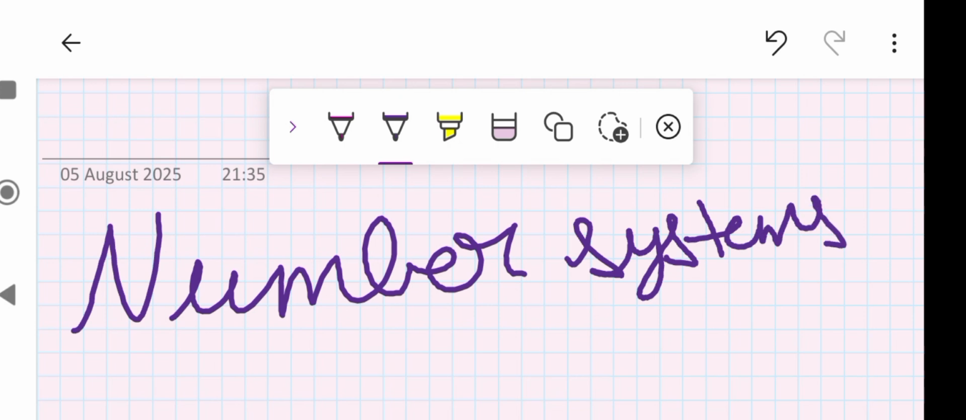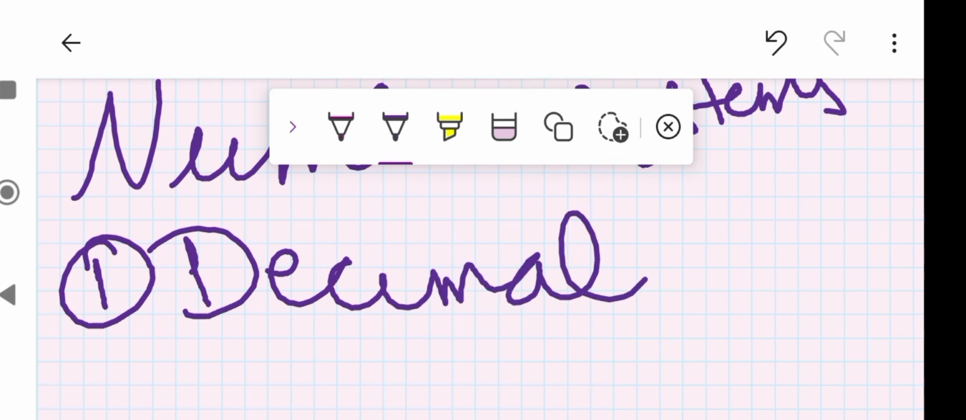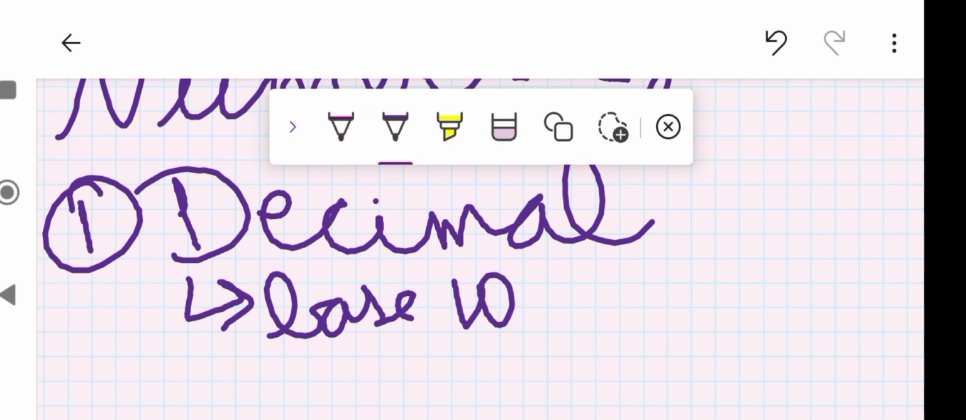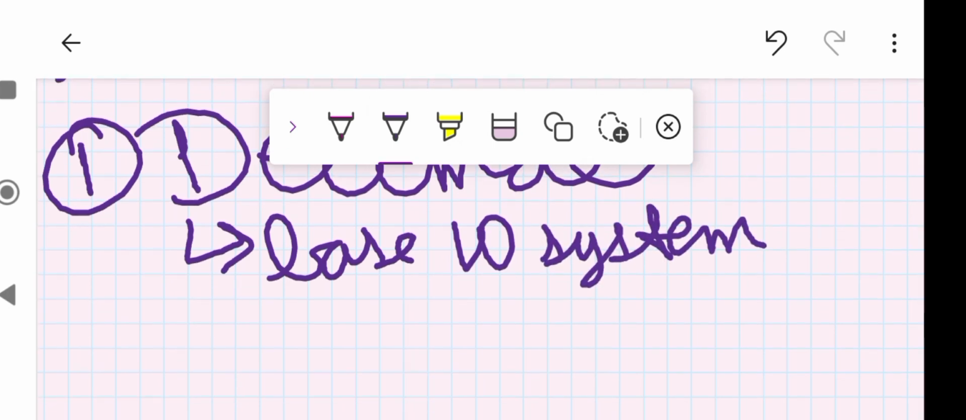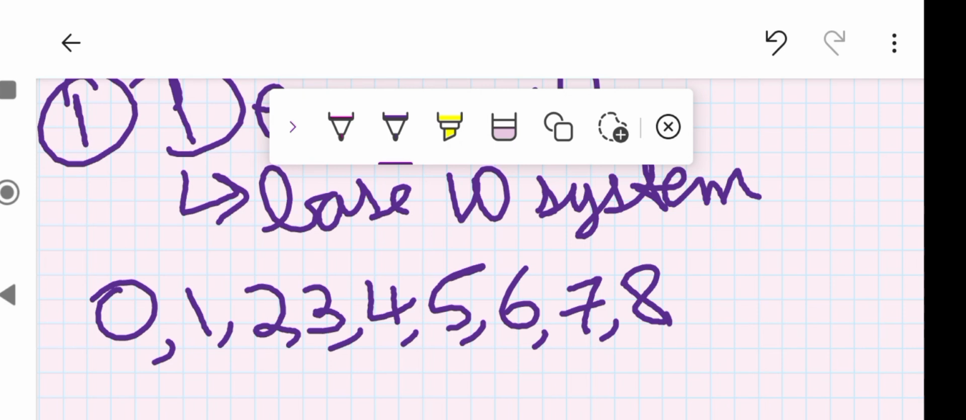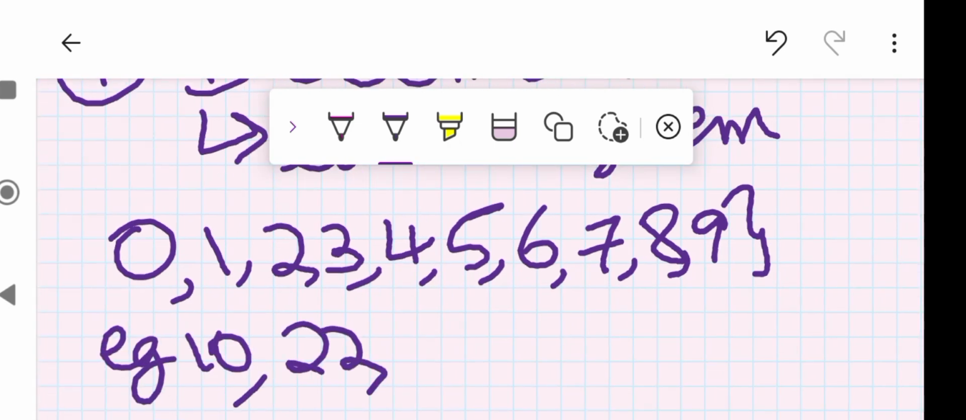Starting with decimal. Decimal is first of all a base 10 system. Now what do we mean by a base 10 system? Very simple. When I say base 10 system, it means it uses these numbers 0, 1, 2, 3, 4, 5, 6, 7, 8, 9. So these 10 numbers are used, hence called a base 10 system. Now this is used in everyday counting, for example 10, let's say 22, 36, etc. All these are examples of decimals.